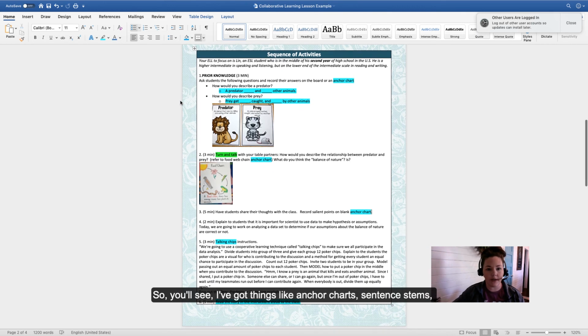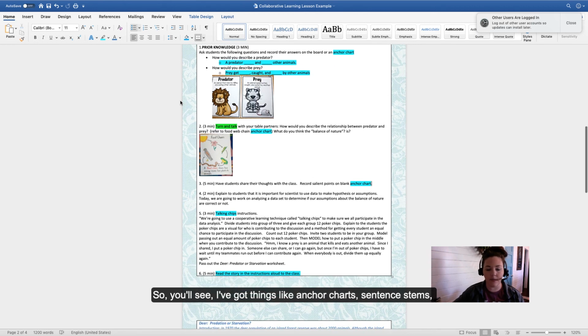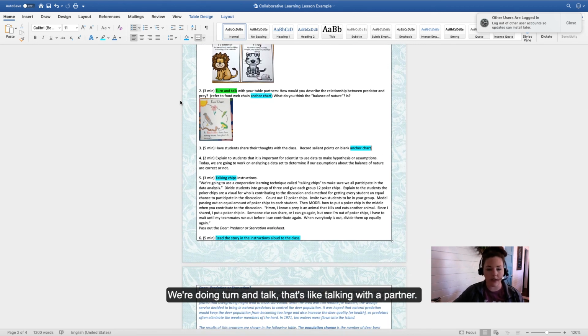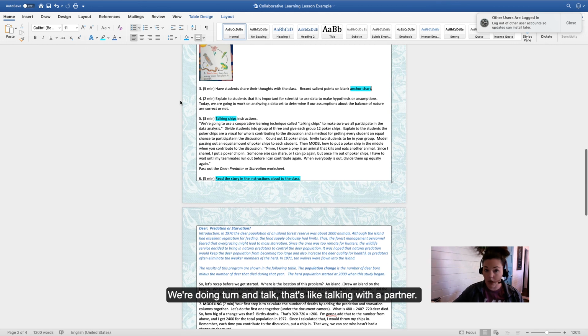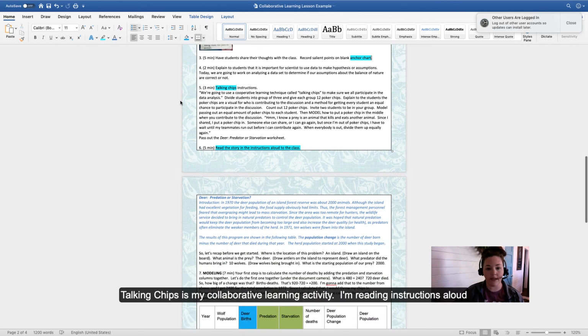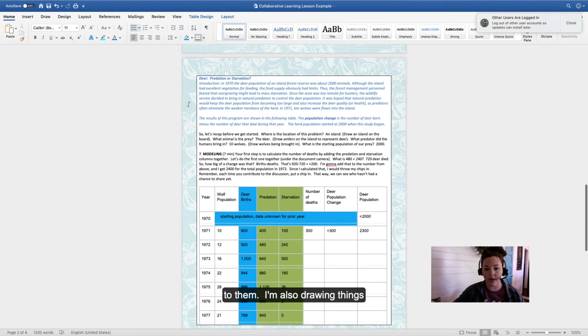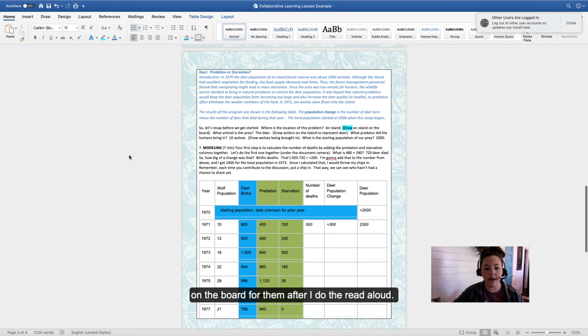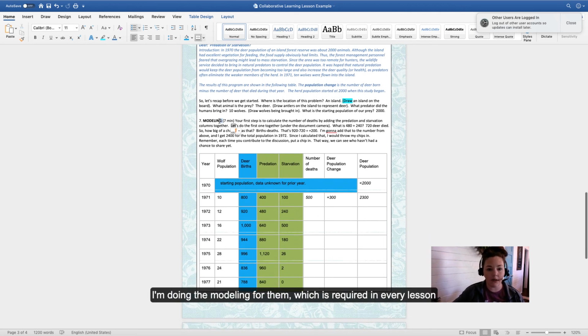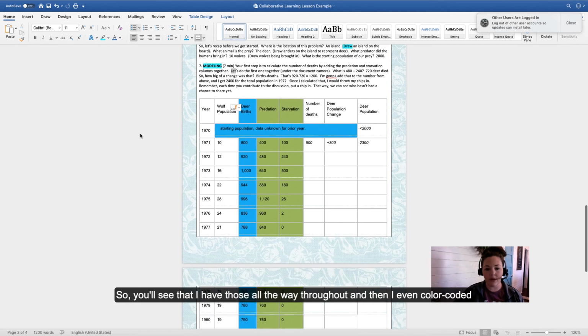So you'll see I've got things like anchor charts, sentence stems. We're doing turn and talk. That's like talk with a partner. Talking chips is my collaborative learning activity. I'm reading instructions aloud to them. I'm also drawing things on the board for them after I do the read aloud. I'm doing the modeling for them, which is required in every lesson plan, no matter if you have ELLs or not. And so you'll see that I have those all the way throughout.